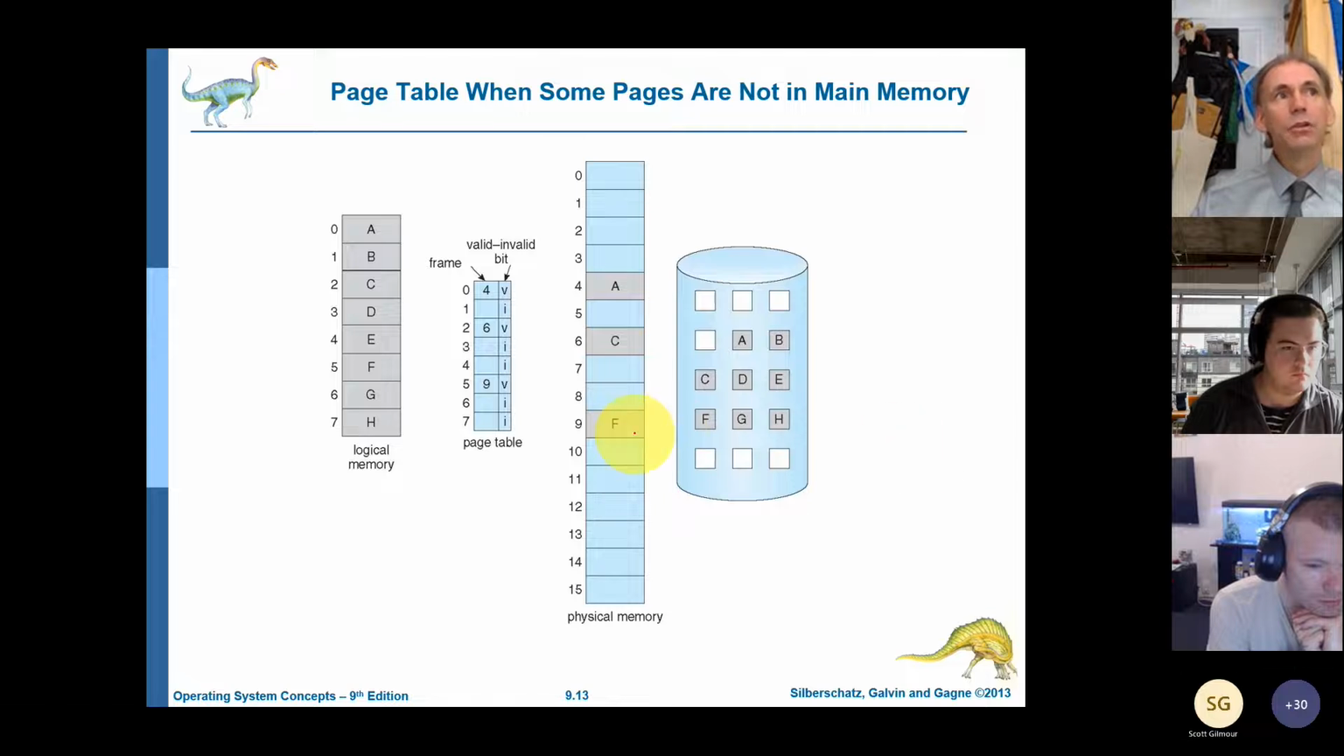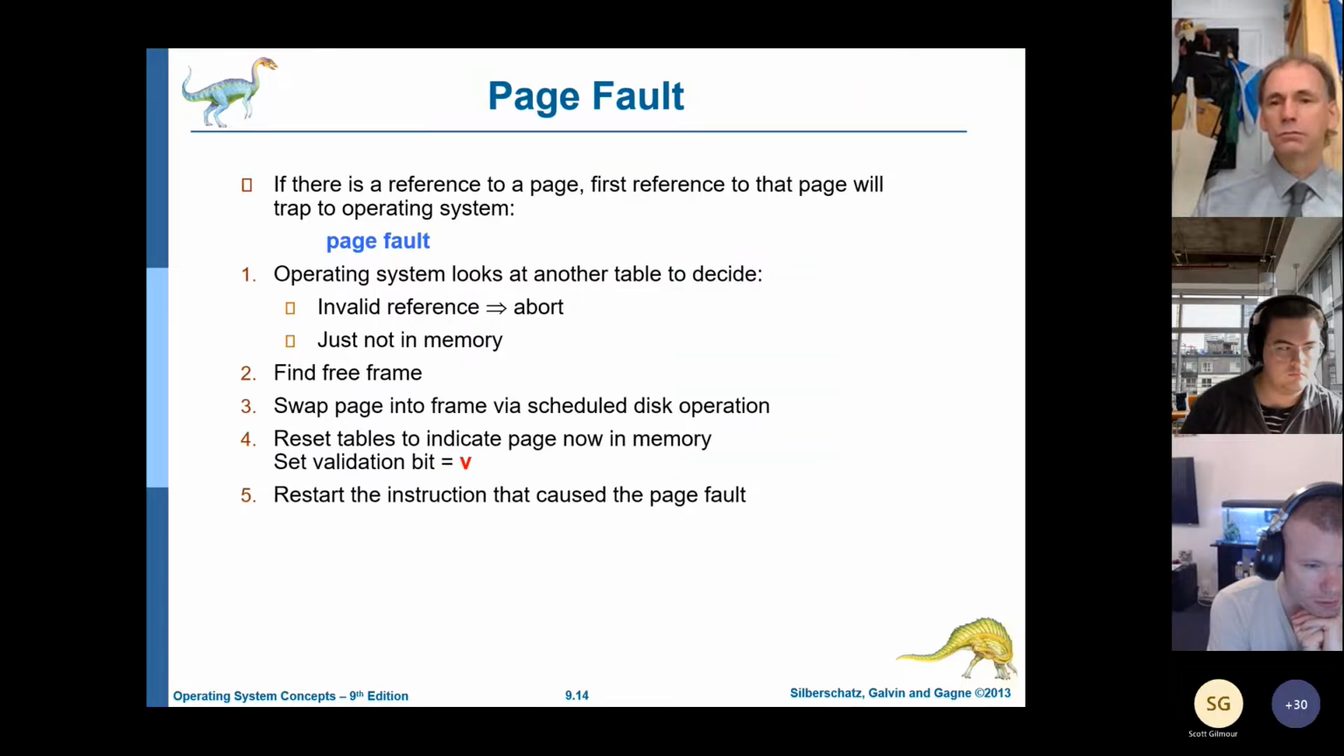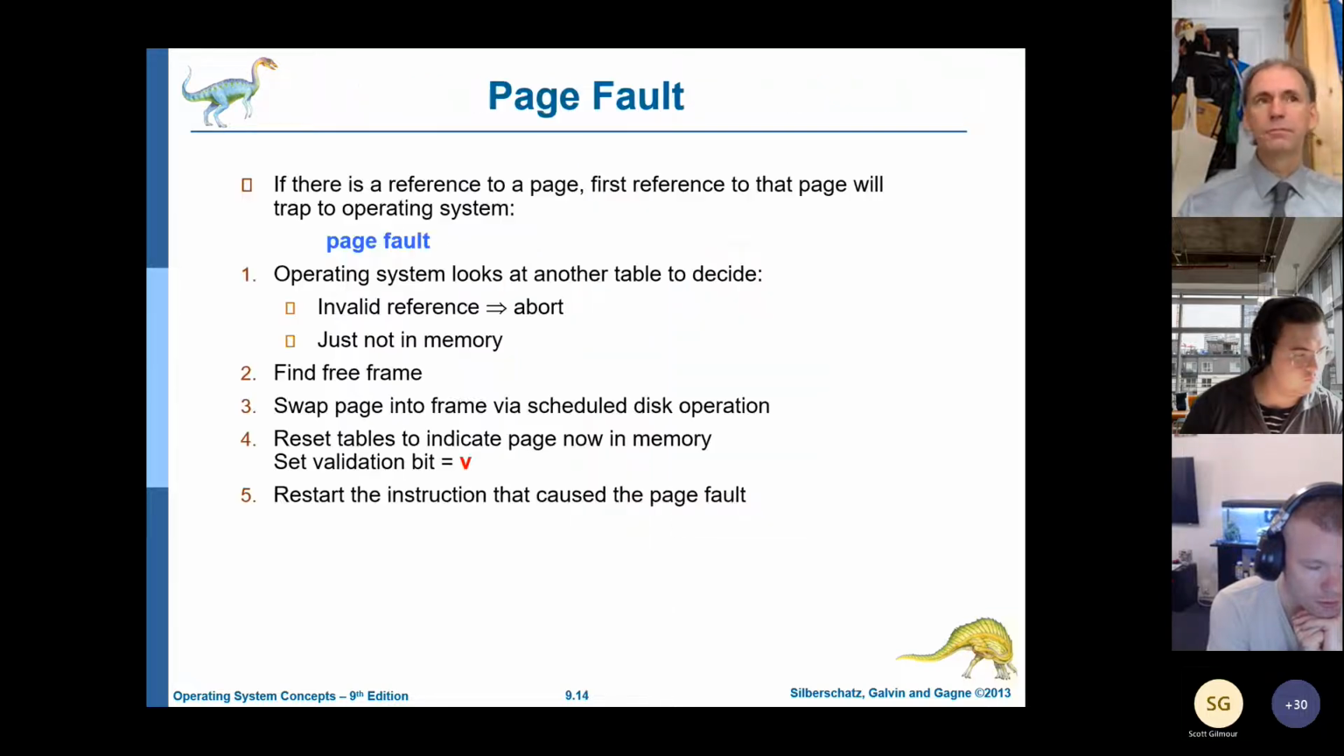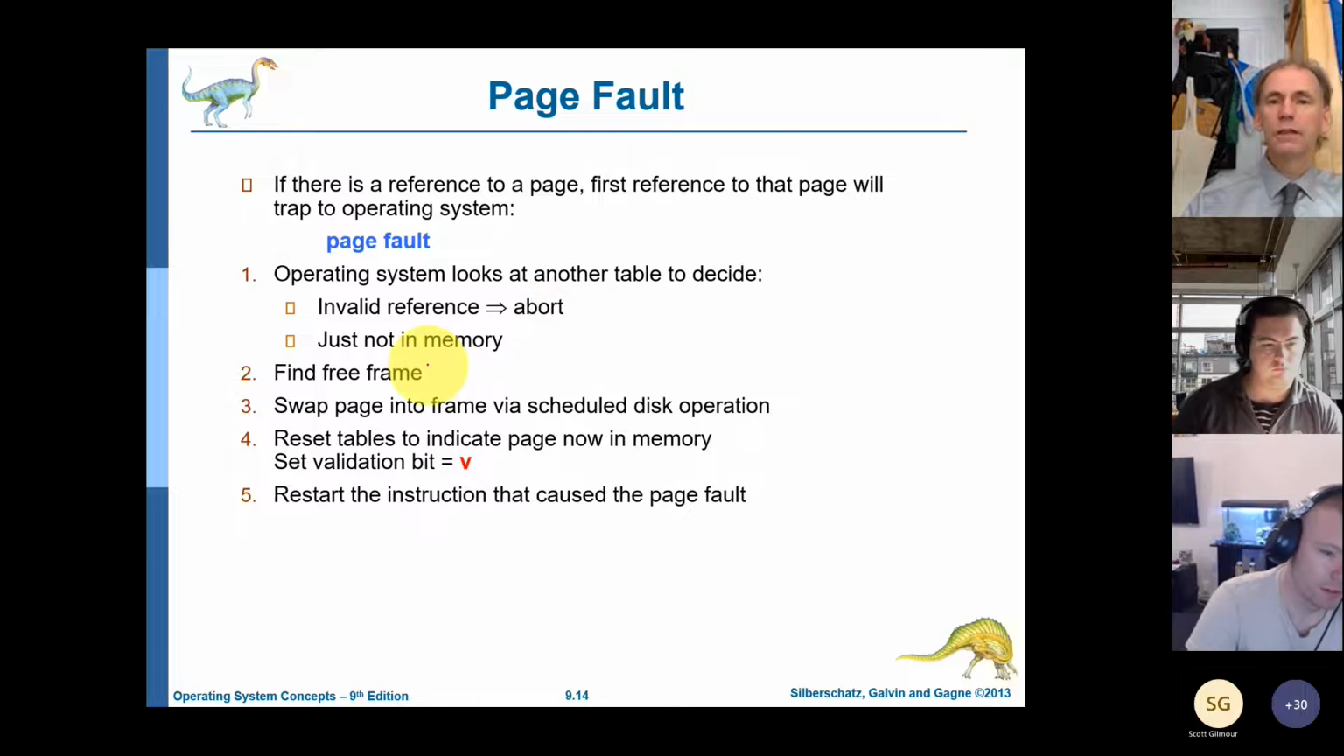So if we try and load in B, B is invalid. It's still outside memory. The technical term for that is a page fault. Remember, it has to be in memory to run. If it's not in memory, that's a page fault. We need to bring it into memory so that we can run it. So we make sure that it's not an invalid reference, first of all. And if it's not, we just say, okay, it's not in memory.